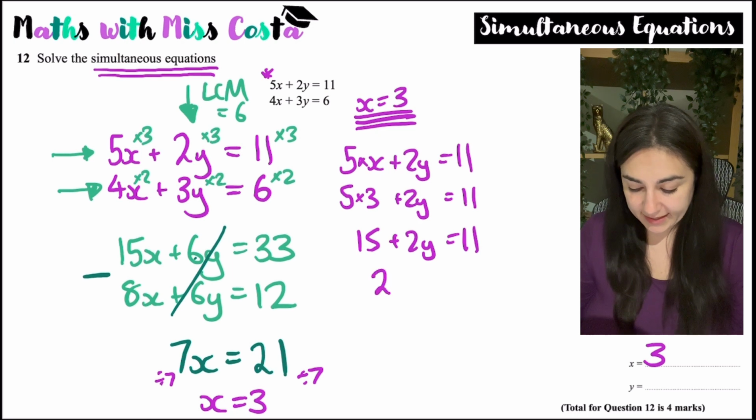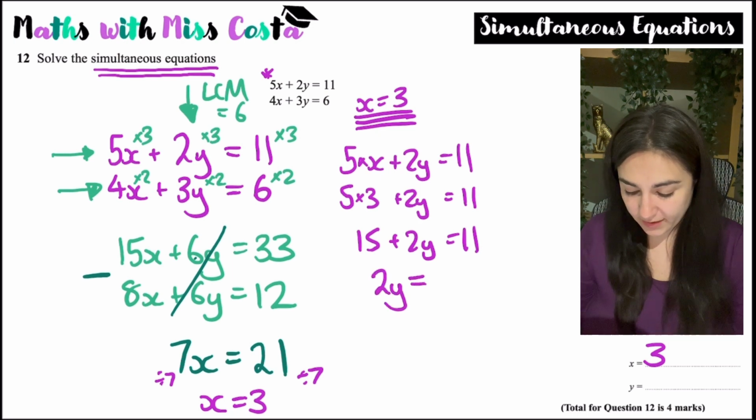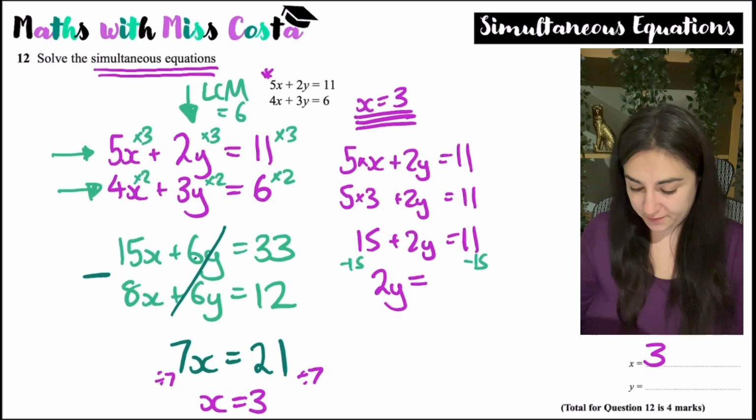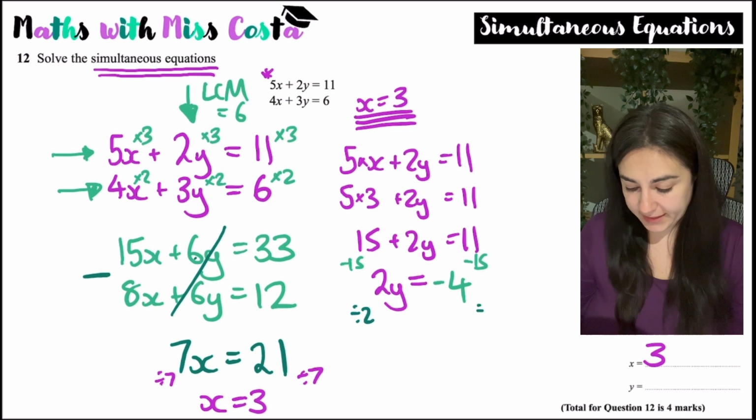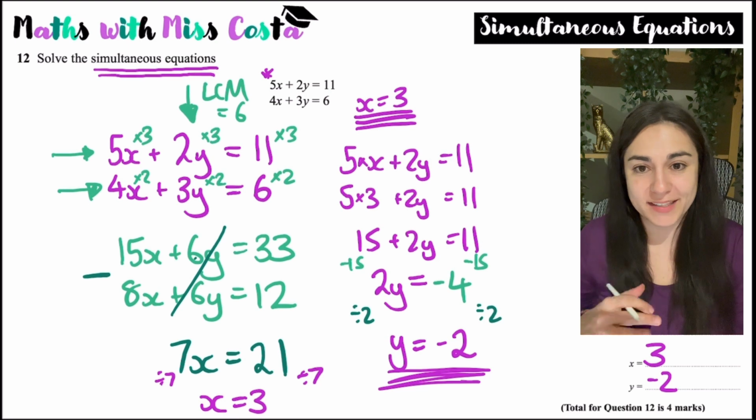So I'm trying to isolate y. In order to solve it, I'm going to have to subtract 15 from both sides. So 11 take 15 gives me minus 4. Therefore, 2y is minus 4. And to get y on its own, I'm going to divide both sides by 2. So y is negative 2. Then you have an answer for your x variable and your y variable, and you've solved the simultaneous equation.